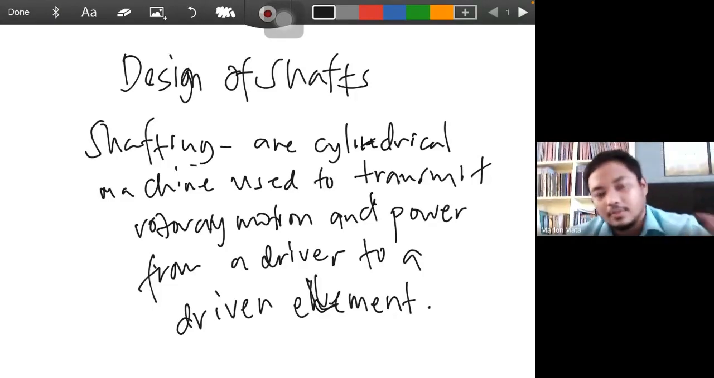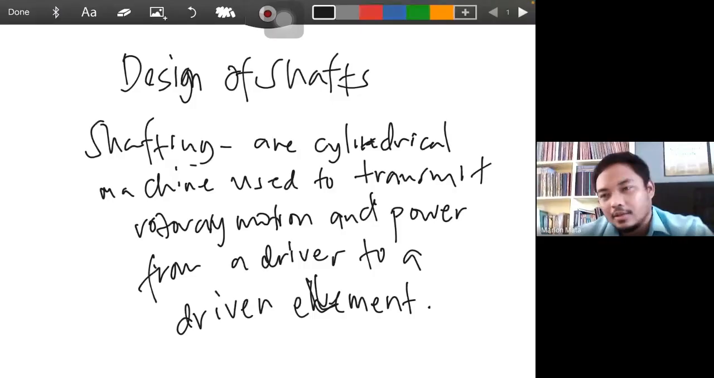Okay, so that is shafting. Shafting is a mechanism wherein there is a machine and there is a cylindrical device attached to the machine that is used to transmit rotary motion or power, from the driver, which is the machine, to a driven element. It could be another machine or it could be a machine element.